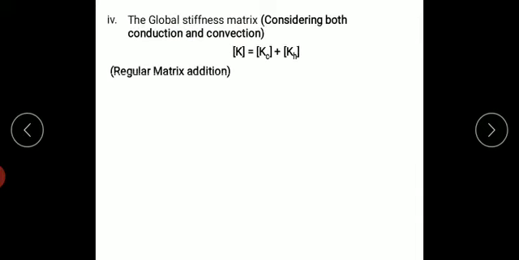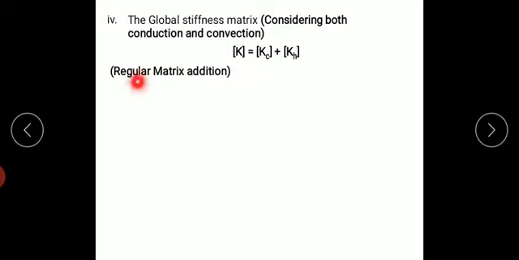So now I am going to make a global stiffness matrix combining conduction and convection. So the global stiffness matrix is what? K = Kc + Kh. Kc is the global stiffness matrix of the heat conduction. Kh is the global stiffness matrix for the convection. So combining this for the total system, the stiffness matrix is K = Kc + Kh.